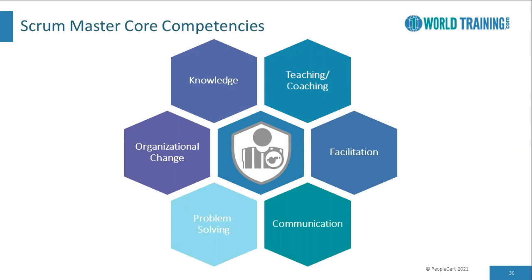Knowledge is about understanding Agile, Scrum, and other best practices and their application. Teaching or coaching is the ability to help teams and individuals understand and apply Agile and Scrum mindset or behaviors. Facilitation is the ability to assist and support others in executing activities and achieving objectives. Communication is about seeking to understand and then communicate appropriately with a variety of stakeholders. Problem solving is the ability to seek creative solutions for problems and to resolve conflicts. Organizational change is about understanding and applying approaches to aid in the transition to an agile way of working.